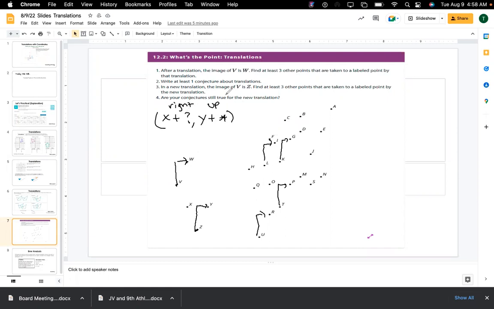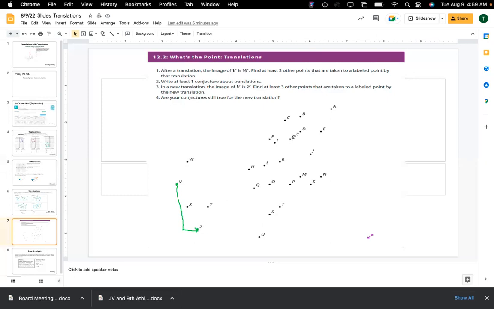Okay. In a new translation, the image of V is Z. So we went from V to Z. Find at least 3 other points. Let's do that. So let's start with a clean slate. Let's look at the color. So we go from V to Z, here to here. That's a big drop. So we went down and to the right.